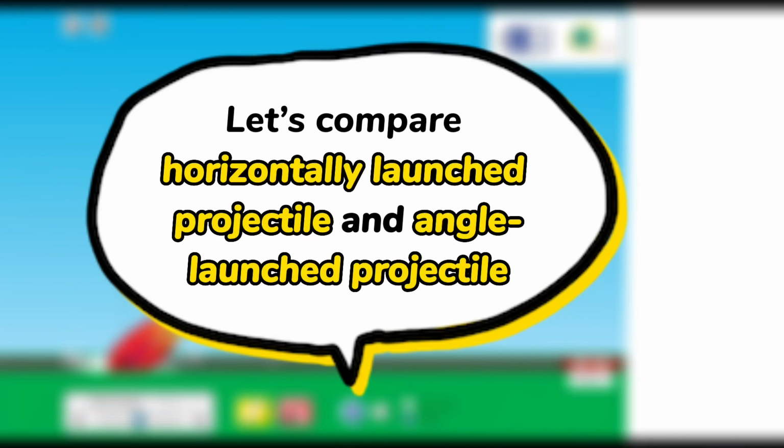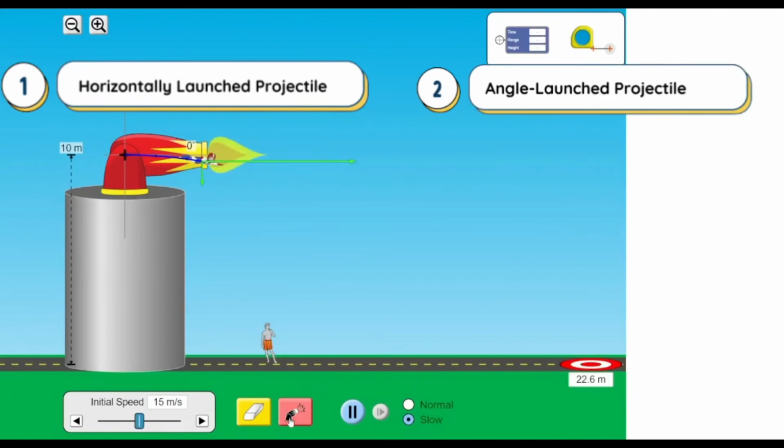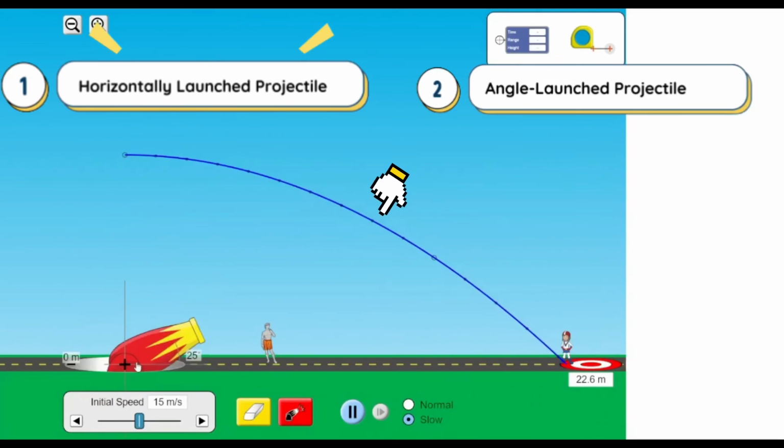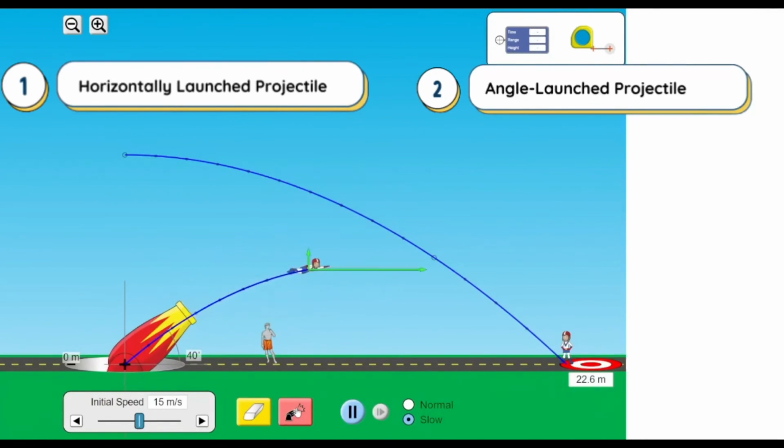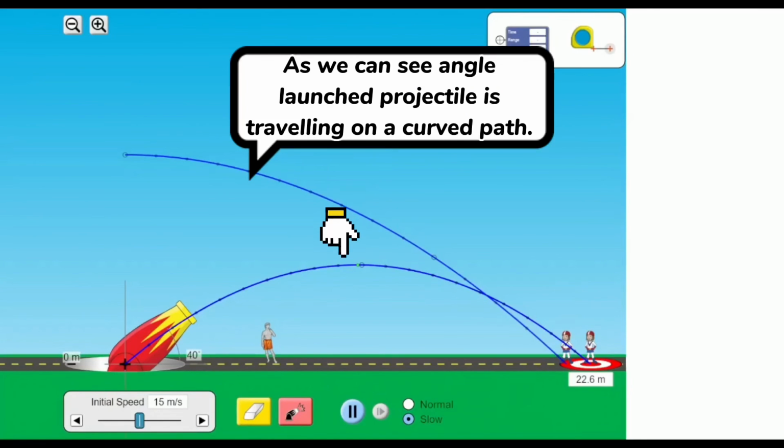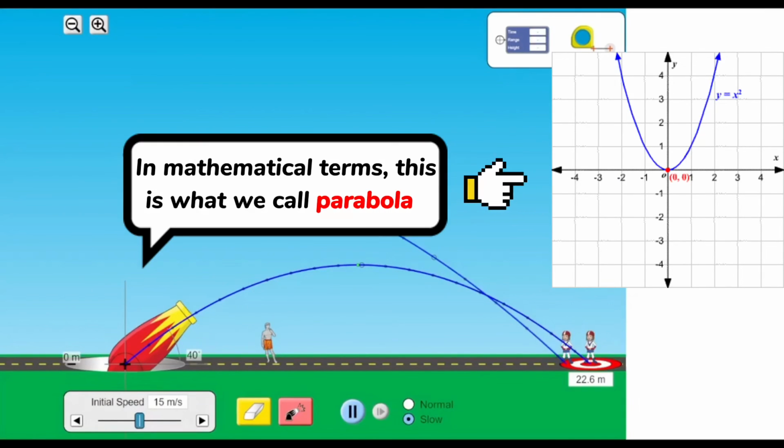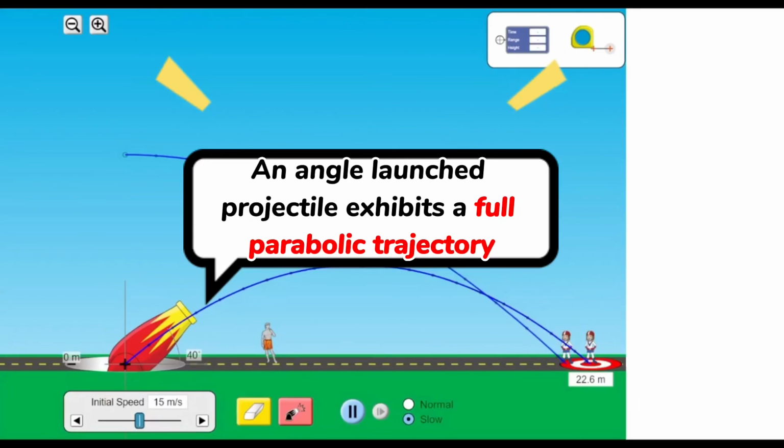Let's compare horizontally launched projectile and angle launched projectile. As we can see, angle launched projectile is traveling in a curved path. In mathematical terms, this is what we call parabola. An angle launched projectile exhibits a full parabolic trajectory.